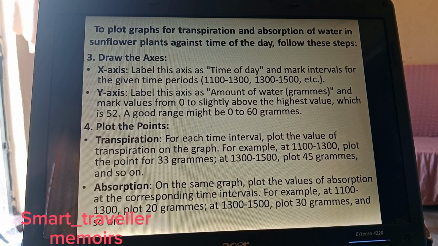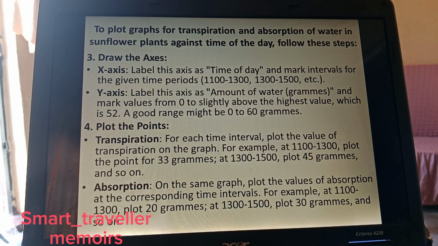Number 3 is drawing of the axis. X-axis: label this axis as time of day and mark intervals for the given time periods, 11 to 13, 13 to 15, etc. Y-axis: label this axis as amount of water in grams and mark values from 0 to slightly above the highest value, which is 52. A good range might be 0 to 60 grams.